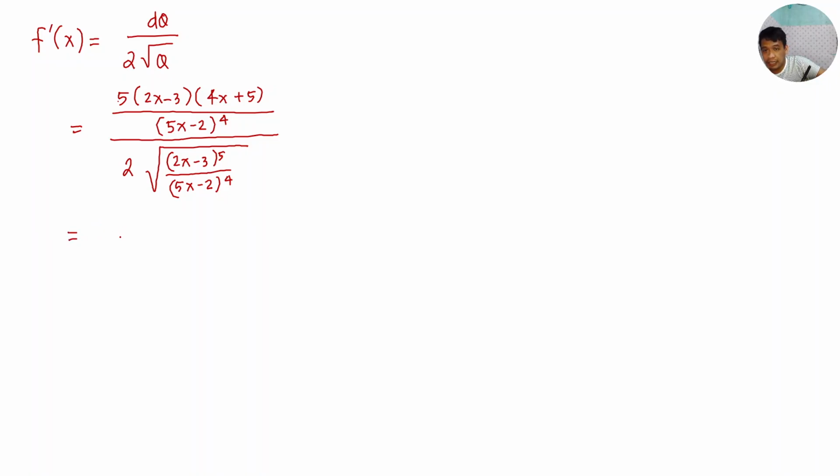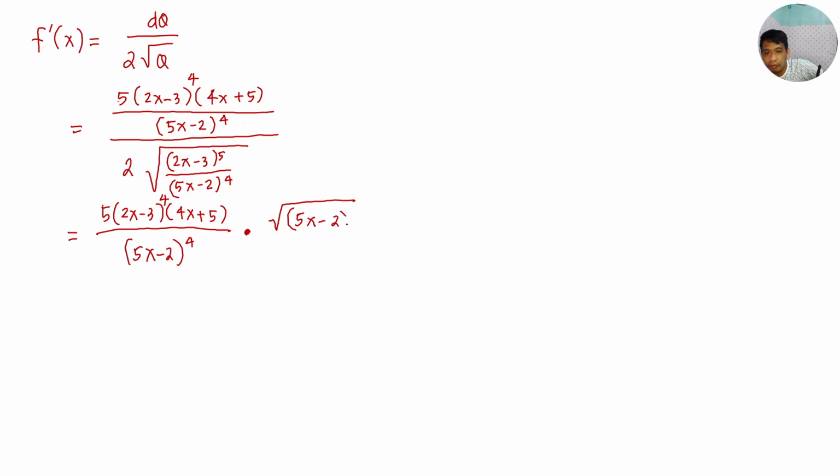So this can be written as 5 times 2x minus 3, 4x plus 5, I forgot the exponent ni 2x minus 3, which is 4, over 5x minus 2 to the fourth multiplied by, so since yung both numerator and denominator ay naka-raised sa square root, pwede natin gawing square root of 5x minus 2 to the fourth all over 2 square root of 2x minus 3 to the 5.